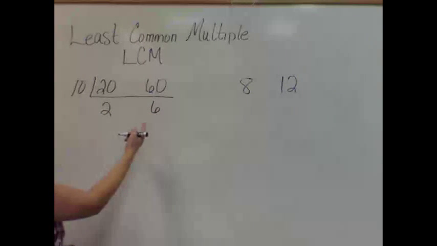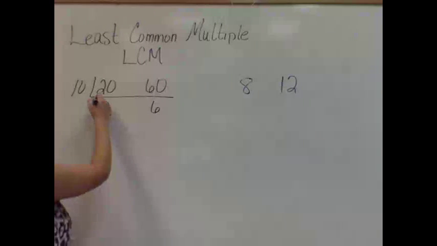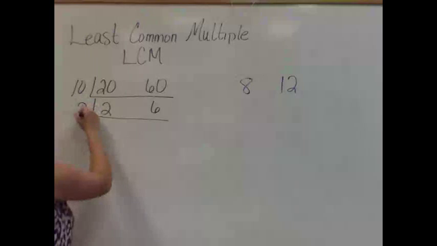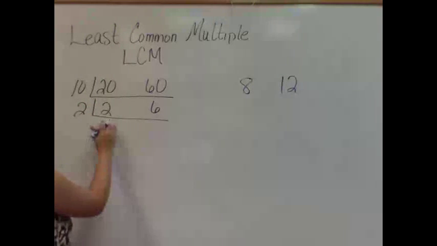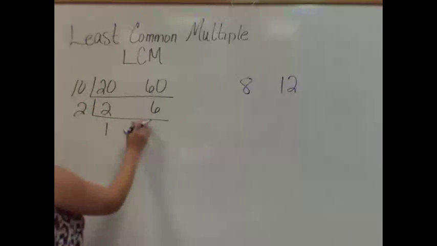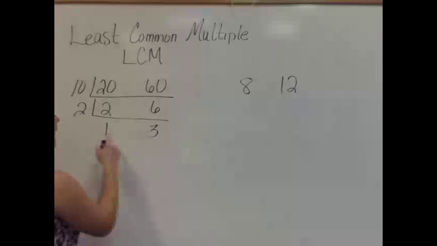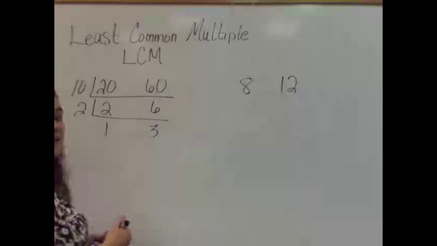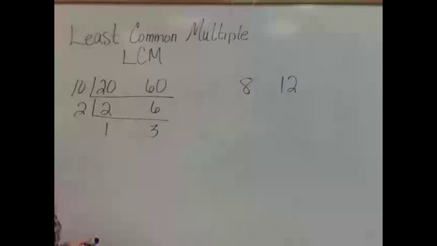Now, both of these numbers are still even, so I know that they are both still divisible by 2. So, 2 divided by 2 is 1. 6 divided by 2 is 3. I can go no further because 1 is the only thing that will divide into both 1 and 3.